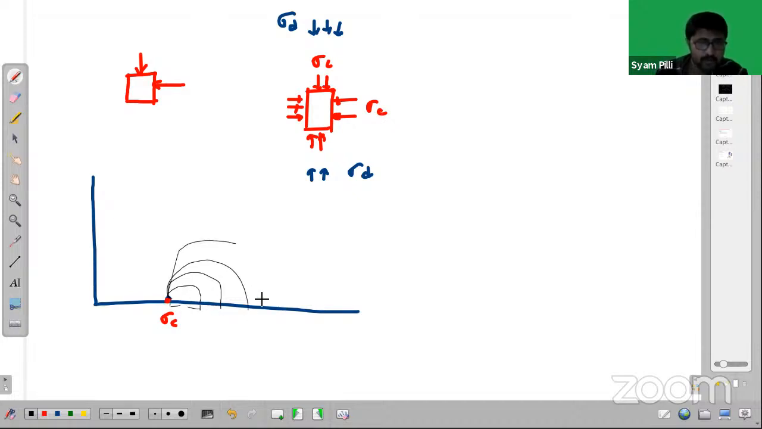At some point, this Mohr circle touches the failure envelope. In that case, the failure happens. So the soil will get failed. That is what we call sigma d, that is the additional stress. यही बताया था हम लोग कल का क्लास में.